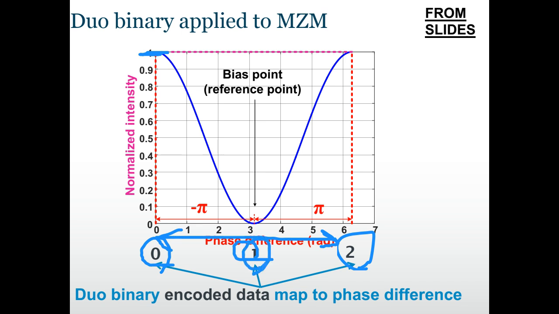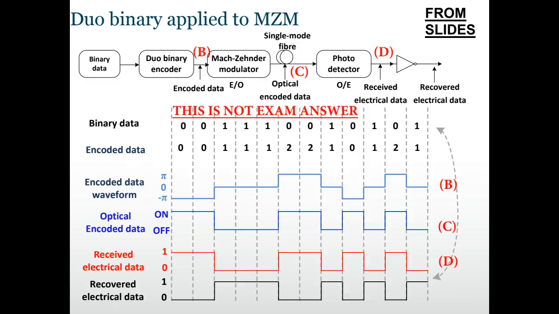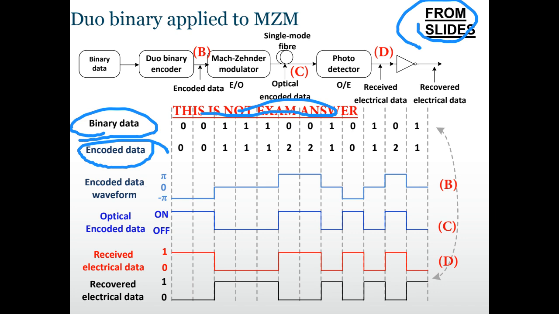When the electrical input is 2, the optical output will be on. So on, off, on. So if we look at the waveforms, this is from the slides. It's not exam answers. So you have binary data in, and then you get encoded data based on the previous slides. You have input binary data as 0 or 1, and then encoded data as 0, 1, or 2.